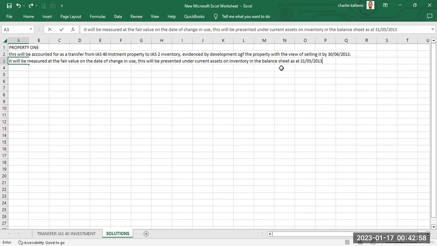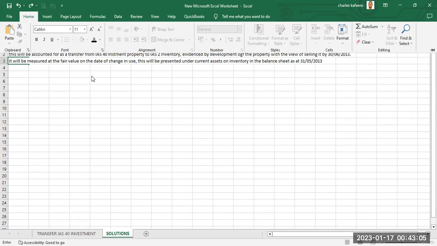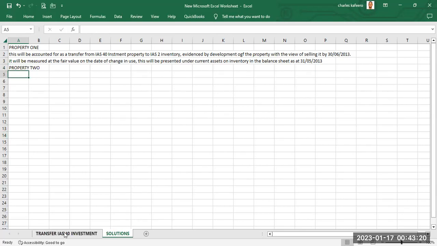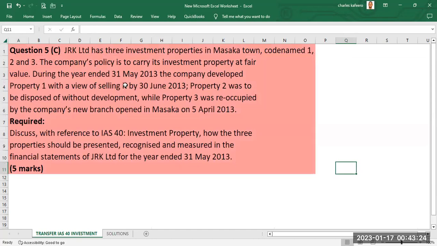Then maybe we look at property two and see what we can do for it. Remember they told us that property two was to be disposed of without development, meaning it was not yet disposed, but they were going to dispose of it by the end of the year.